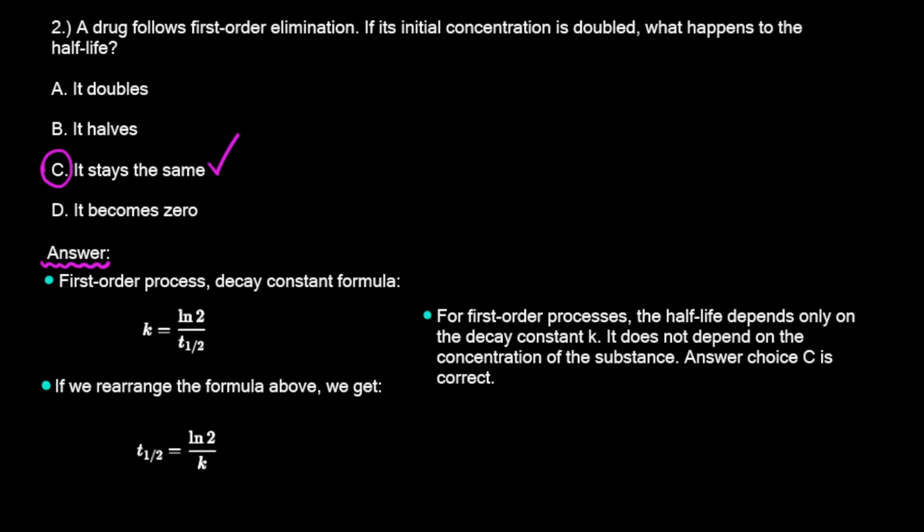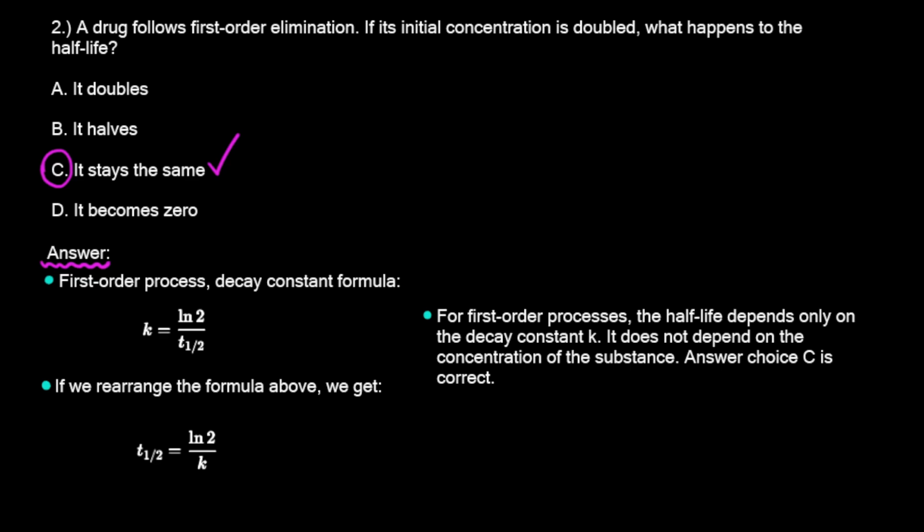For a first order process, the half-life depends only on the decay constant. It does not depend on the initial amount or the concentration of the substance. Now the question asks what happens to the half-life if we double the starting concentration. Since half-life for first order kinetics is completely independent of the concentration, doubling the initial amount has no effect on the half-life. So the correct answer is C.